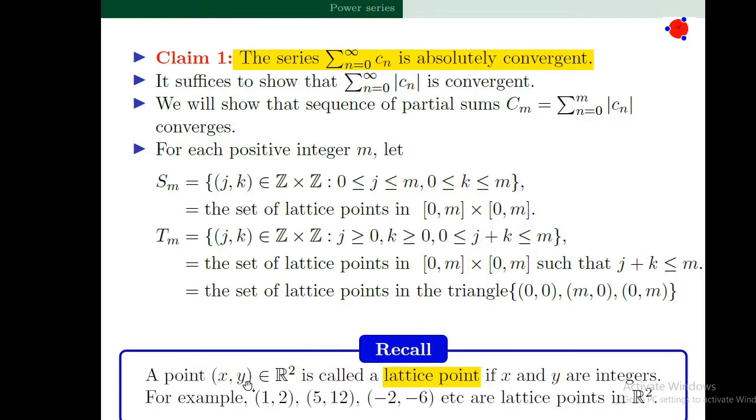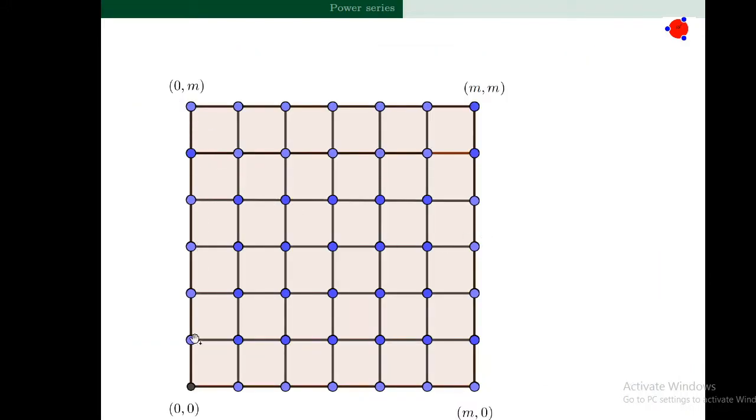Recall that a point (x, y) in R2 is called a lattice point if x and y are integers. For example, the points (1, 2), (5, 12), (minus 2, minus 6), etc. are lattice points in R2. The point (1 by 3, 2) is not a lattice point. So the set Sm is the set of all lattice points in the square [0, m] cross [0, m]. Here this is the square [0, m] cross [0, m]. Here the blue dots represent the set of all lattice points in the square.